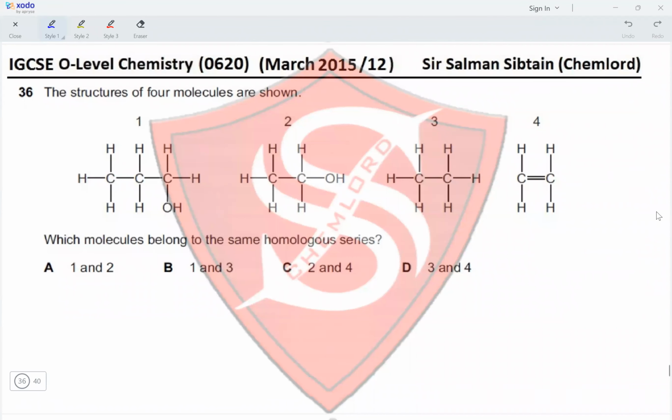Question 36. The structures of 4 molecules are shown. Okay, 1 is an alcohol, 2 is also an alcohol, 3 is an alkane, and 4 is an alkene. Which molecules belong to the same homologous series? So there are two alcohols, both of them are next to each other as molecules 1 and 2. So they belong to the same homologous series, making option A the correct option for this question.